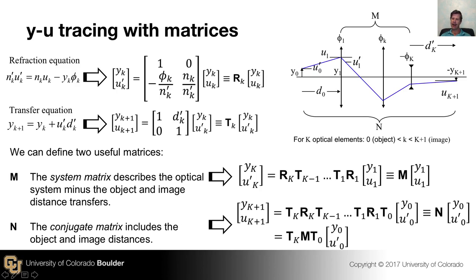And then finally, there's another matrix which will be useful, which is called the conjugate matrix. And that's where we simply add on the object and image distances, now traveling from the object height and the ray angle out of the object, u0 prime, and going all the way to the image, the height y K+1, right there, and the angle u K+1. So it's exactly the same as the system matrix, but we wrap the two transfers on the beginning and end that get us to the system and out of the system to the object.